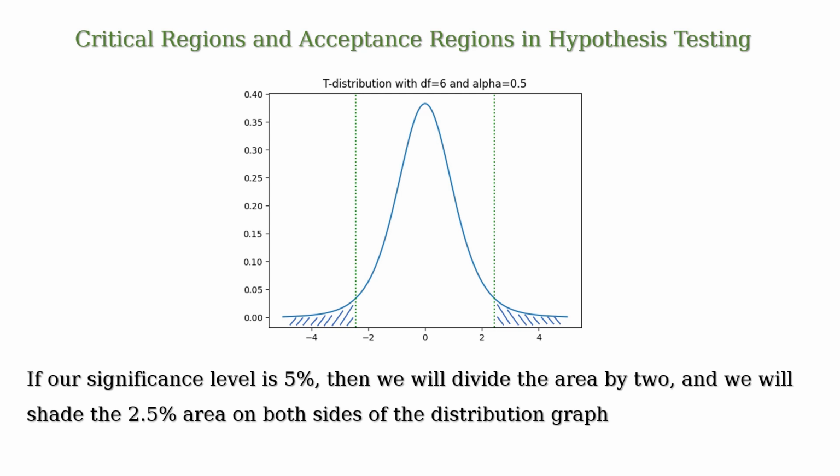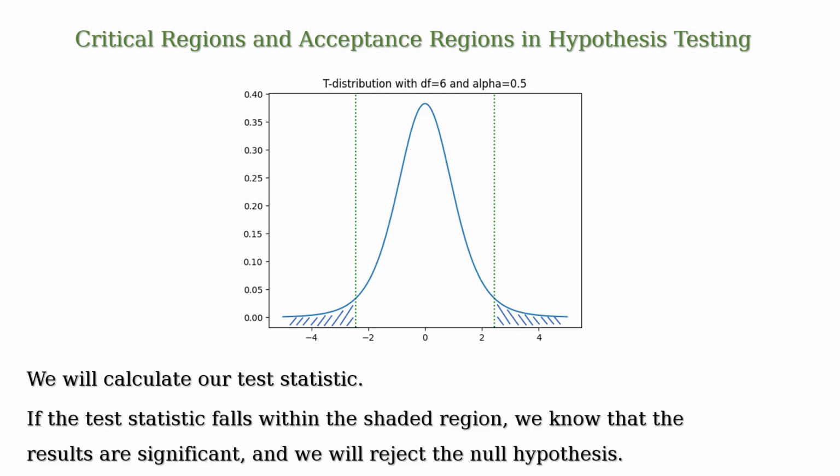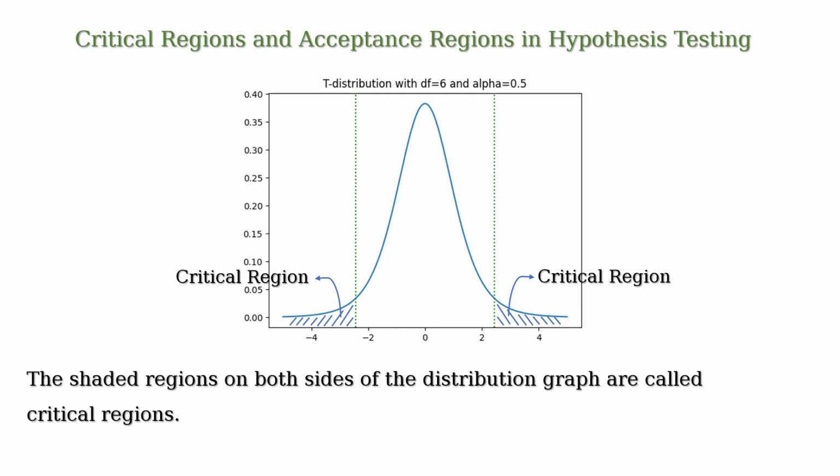After that, we will calculate our test statistic. Now, if the test statistic falls within the shaded region, we know that the results are significant and we will reject the null hypothesis in that case. The shaded regions on both sides of the distribution graph are called critical regions.